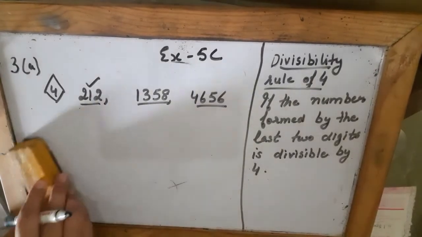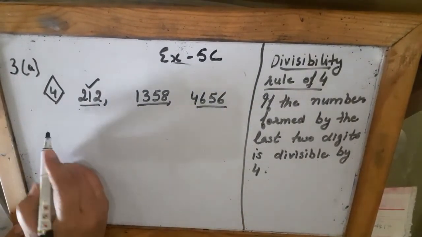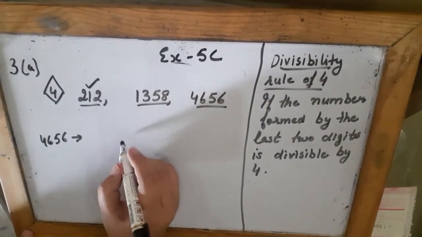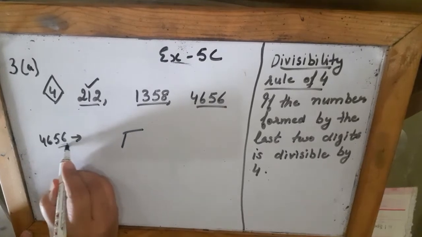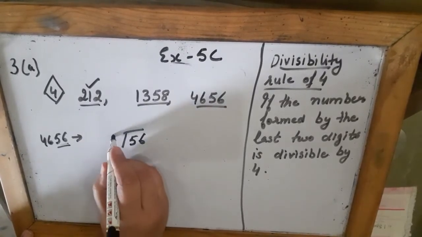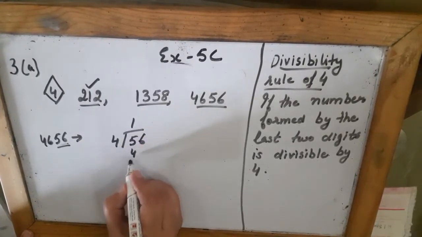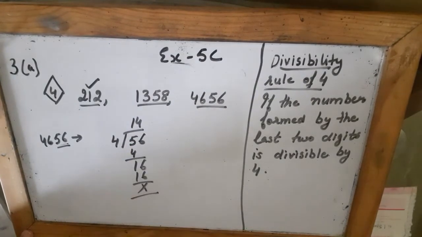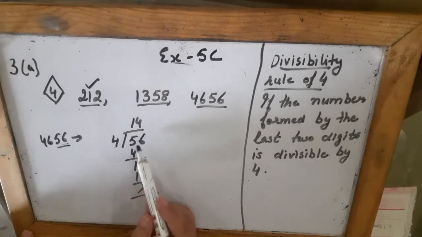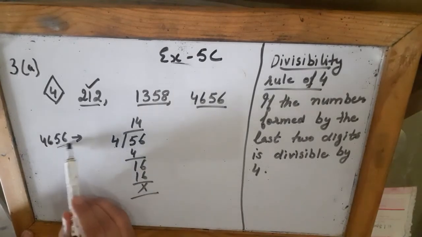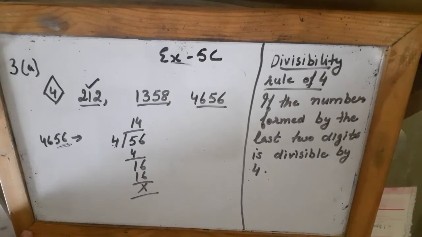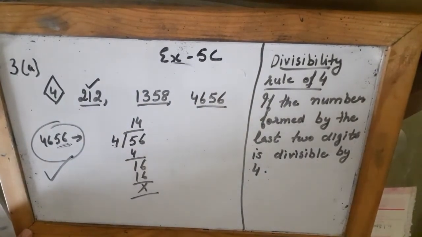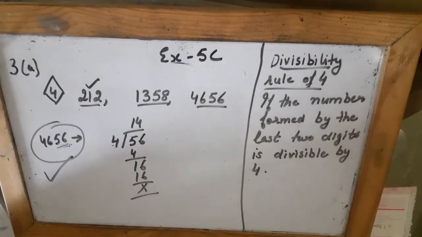Okay, now let me take the next number, 4656. So what I have to do in order to check for 4, I will take the last two digits, 56, and divide this by 4. 4 ones are 4 and 4 fours are 16. Yes, I don't get any remainder. So it means 4 14s is 56. It means the last two digits are divisible by 4. So this whole number is divisible by 4 because the last two digits are divisible by 4.